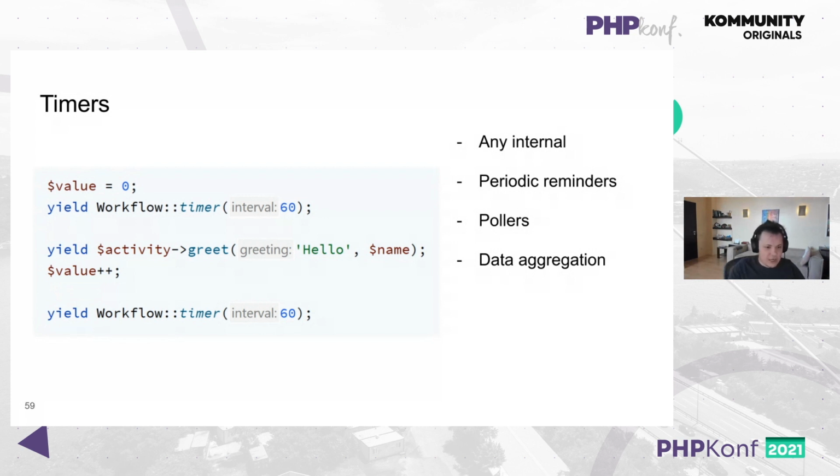almost a year. In this example, what we do, we set the value of a variable to 0, and then we sleep for 1 minute. Then we do some activity, add a value, and then we sleep for another 1 minute. What is going to happen under the hood?